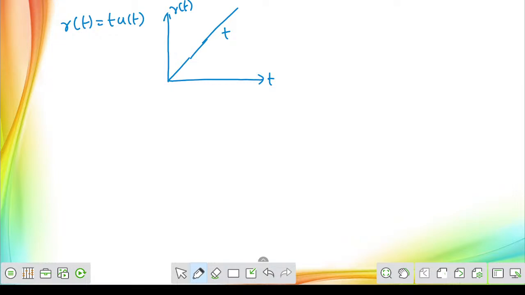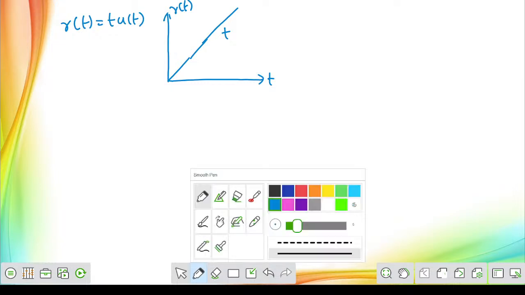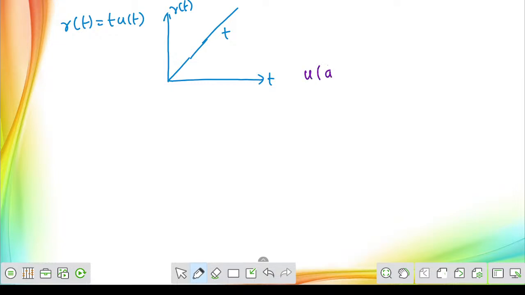We know that very well. Now, as we observed, u of a times t will become simply u of t only. There will be no changes. But when we observe a ramp signal, this is not the case. If I have a ramp signal scaled by a factor of a, r of at, then this can be rewritten as a times t into u of t only. That is the ramp signal.